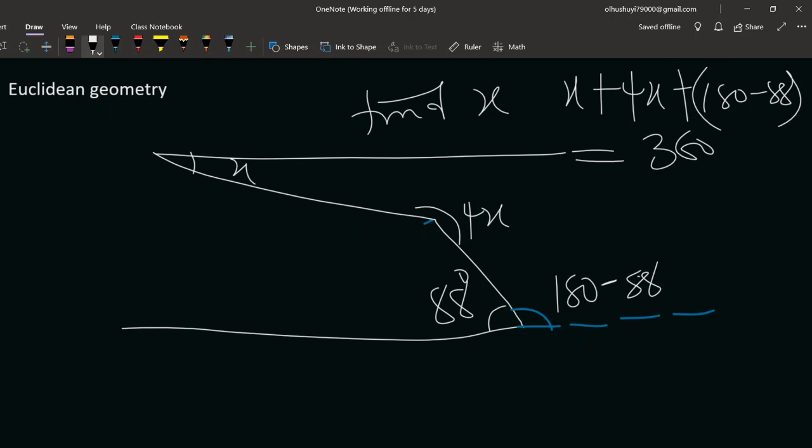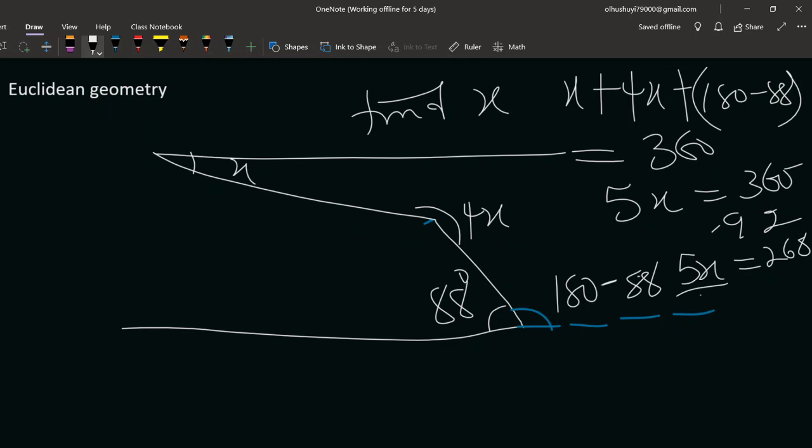So what do we have? You have minus the theta is 92. So 5x is equal to 360 minus 92. Yes, 360 minus 92, we have 268. So 5x is equal to 268. Dividing both sides by 5, automatically x is 268 divided by 5, which is 53.6. That is what we should have.